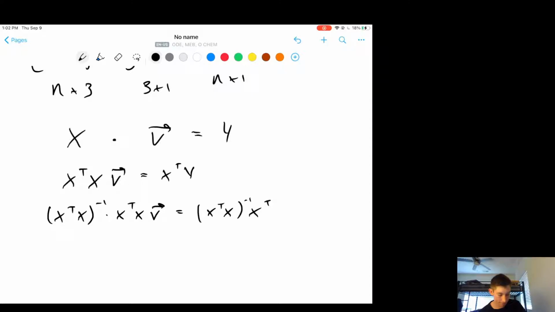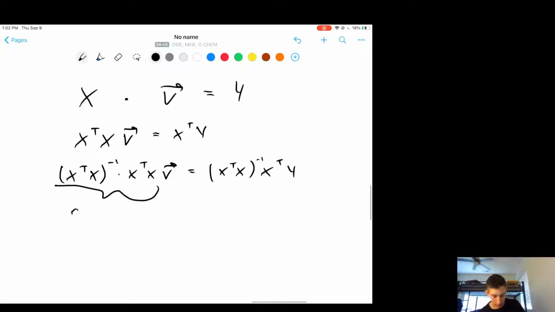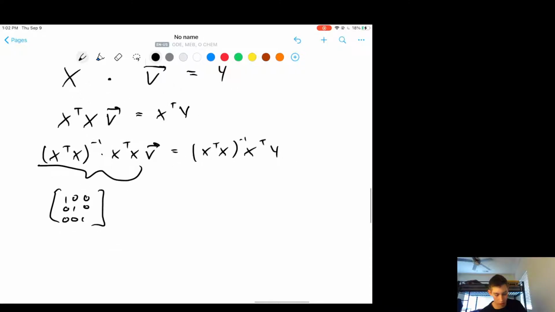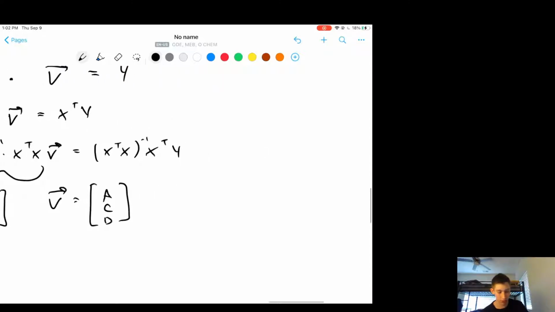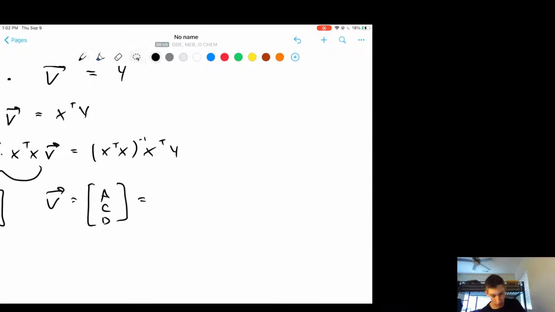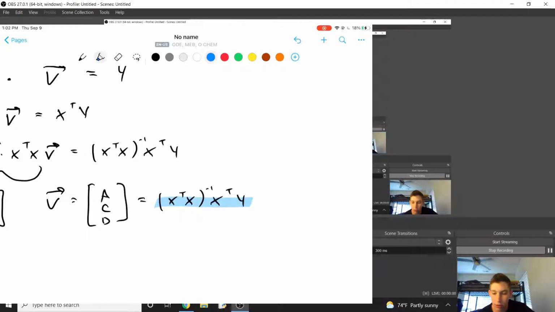So then essentially this becomes an identity matrix, which is the equivalent of just multiplying by 1. So this v vector, keep in mind a, c, and d are the constants that we're looking for, equals all of this right here. So I'll just put this back here again. And this is exactly what we want to put into our code to get the 3 constants. So let's go and do that. Put the screen back.